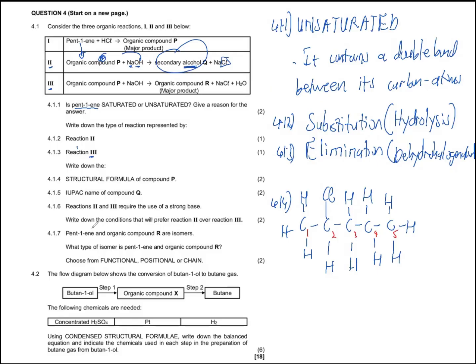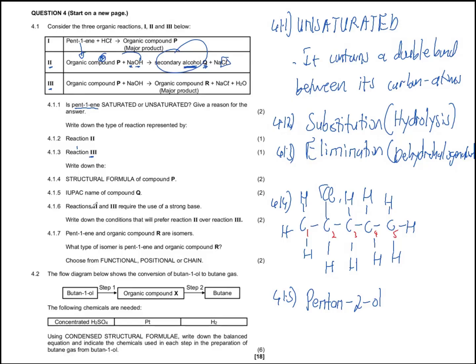Okay, now they say, IUPAC name of compound Q. So this compound Q will be formed here. Remember, compound Q is an alcohol, right? So it's just a matter of where the Cl is, you would replace it by OH. And then what would be the name of that? We still keep the pent, so it's pentan-2-ol, right? So that would be the IUPAC name of compound Q, which is the alcohol.